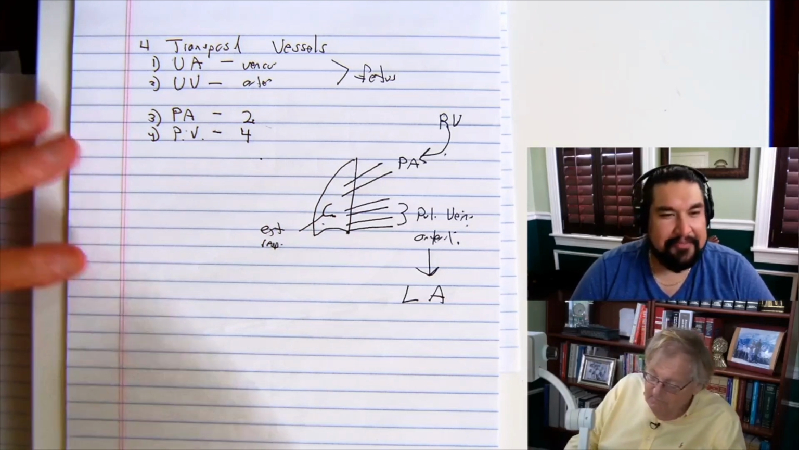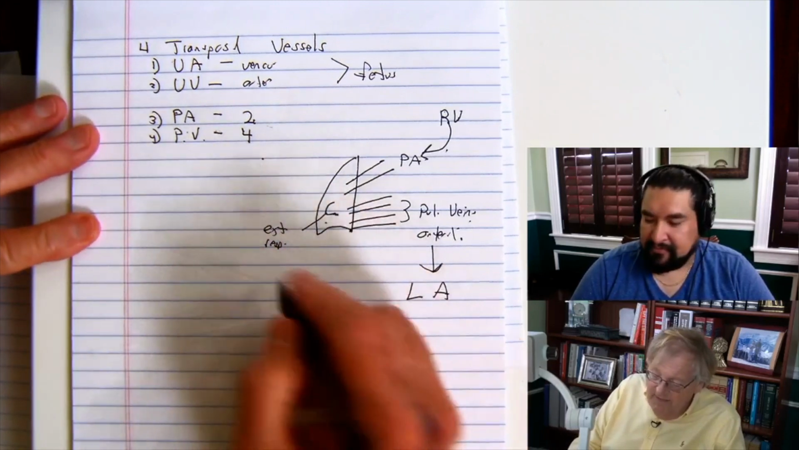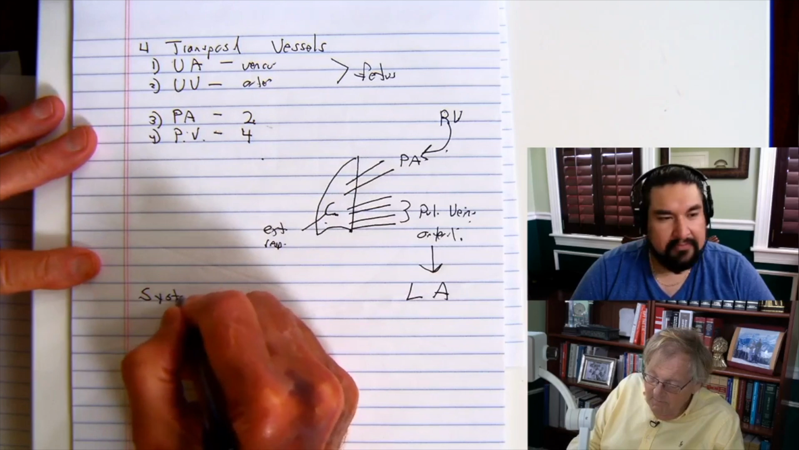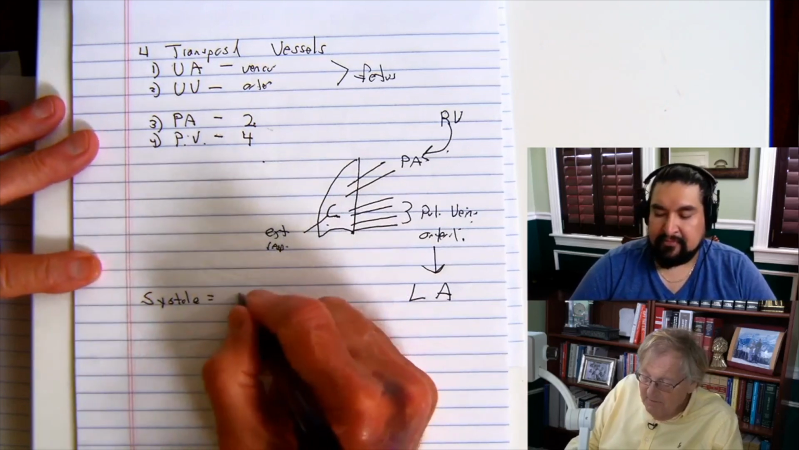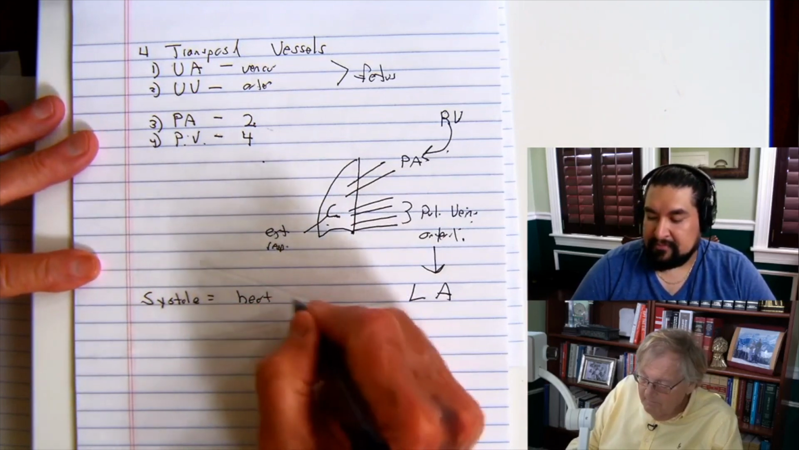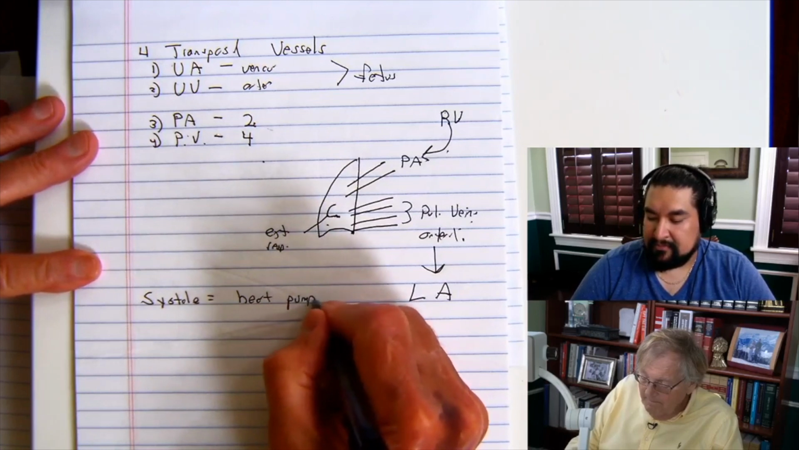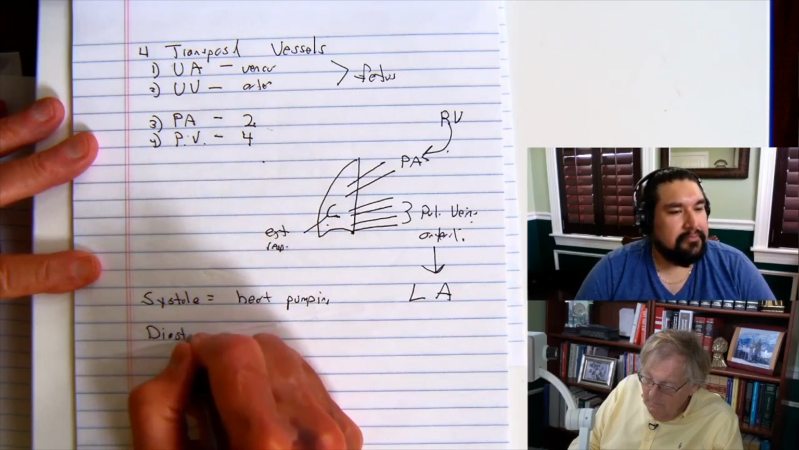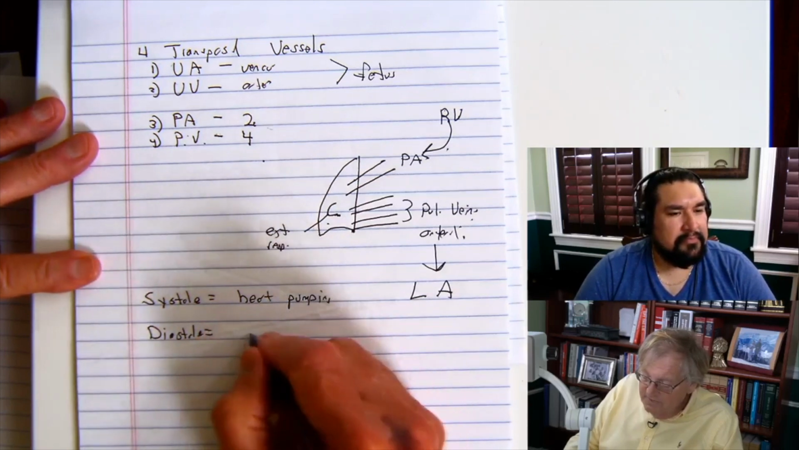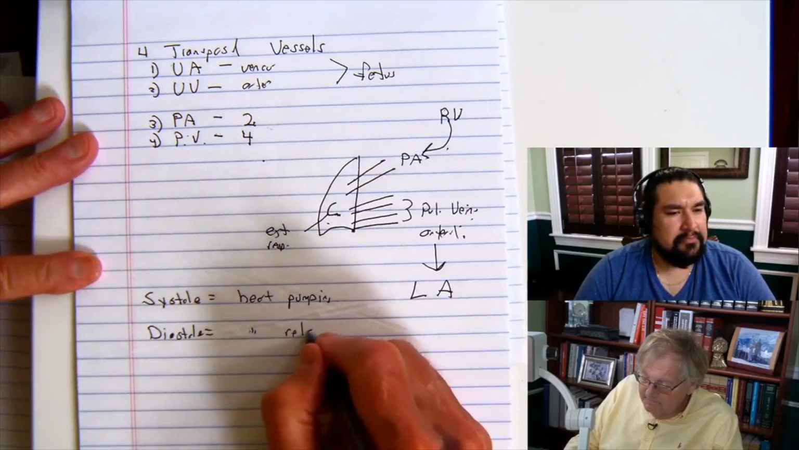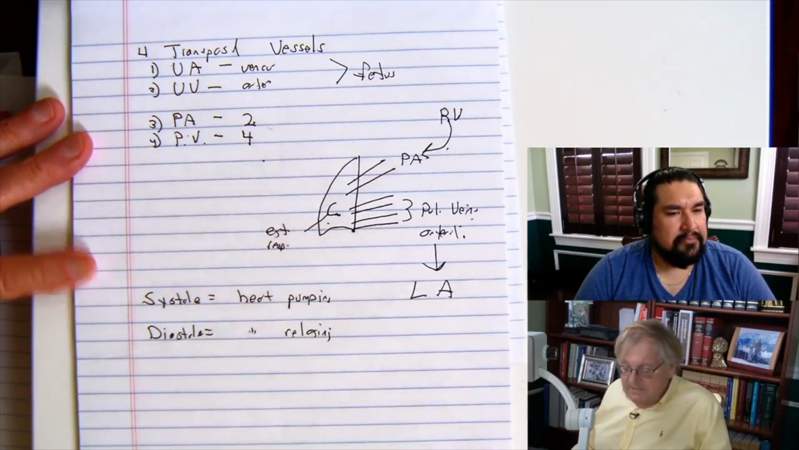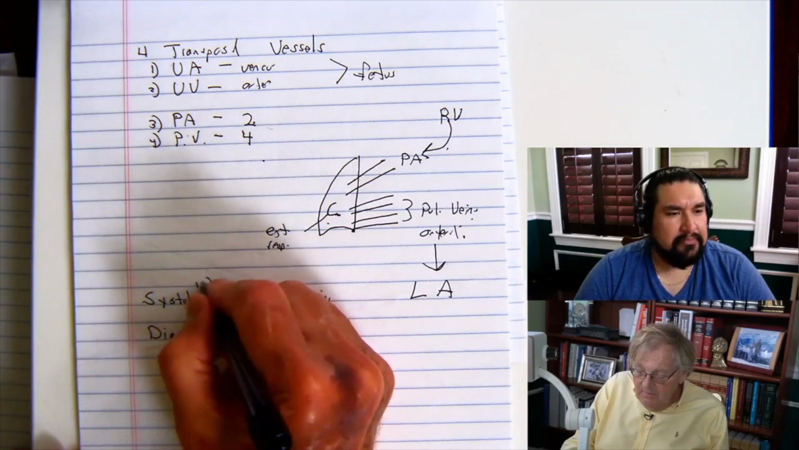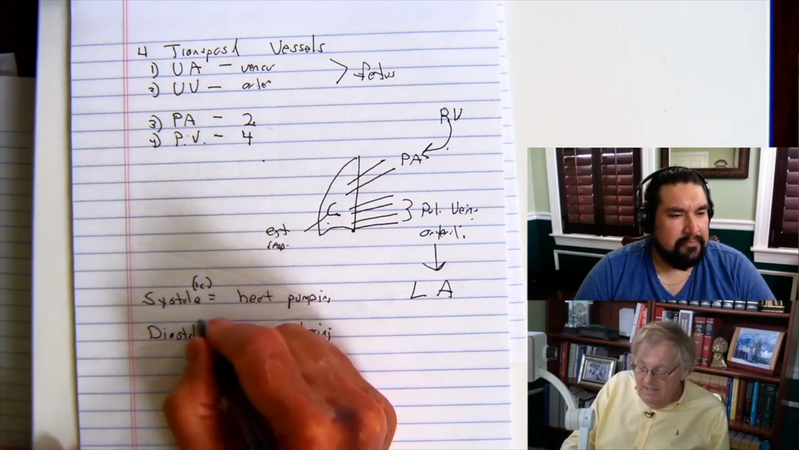And of course, there's two terms that you want to define, and one is systole. And systole means heart pumping. And diastole, which is heart relaxing. And sometimes you'll see that this is called the systolic, or this is called the diastolic pressure.